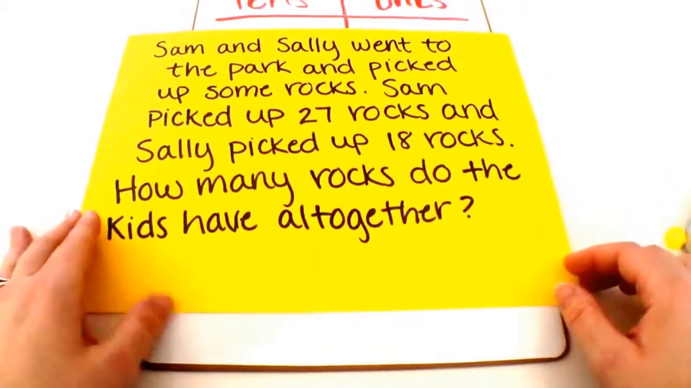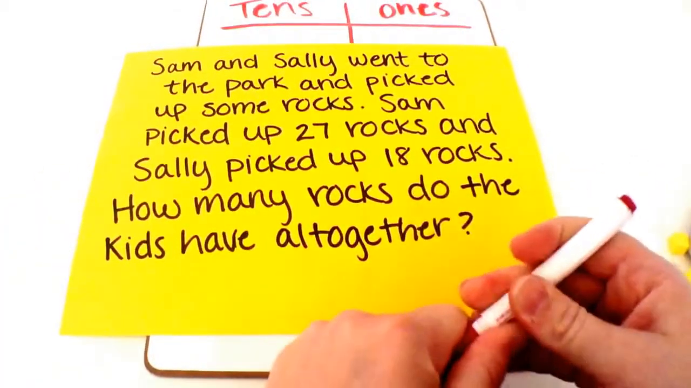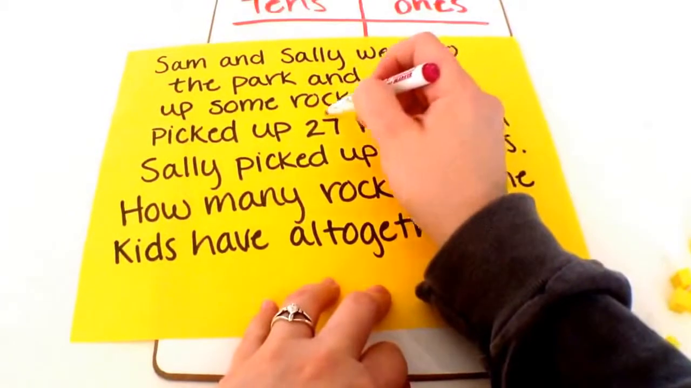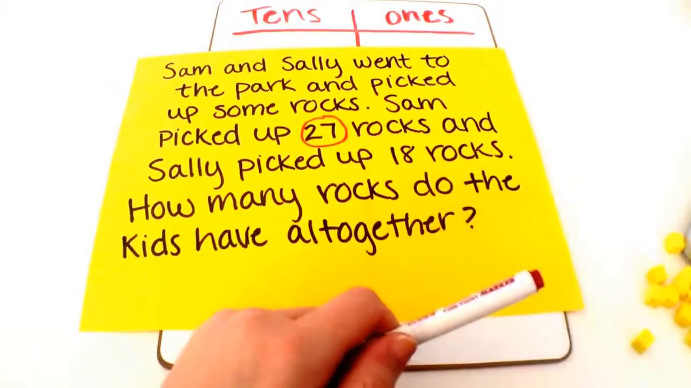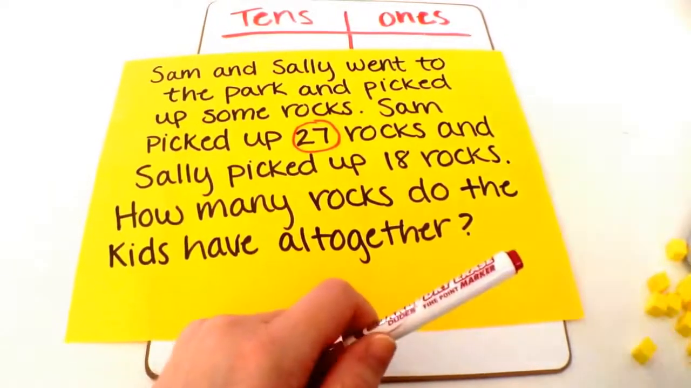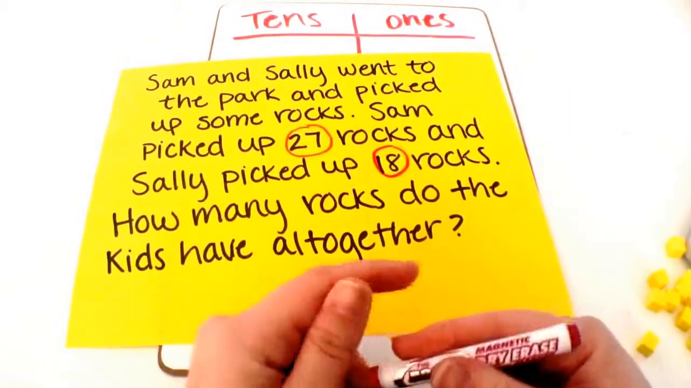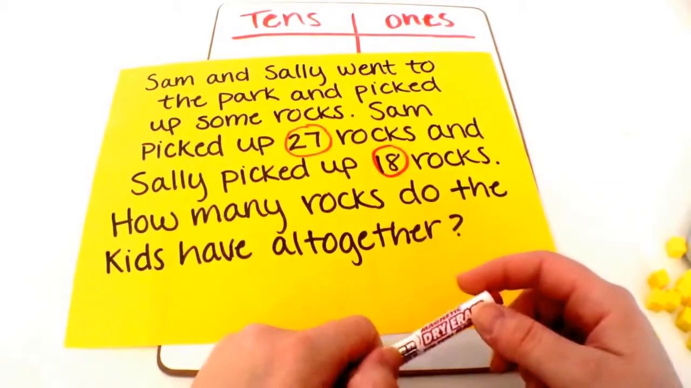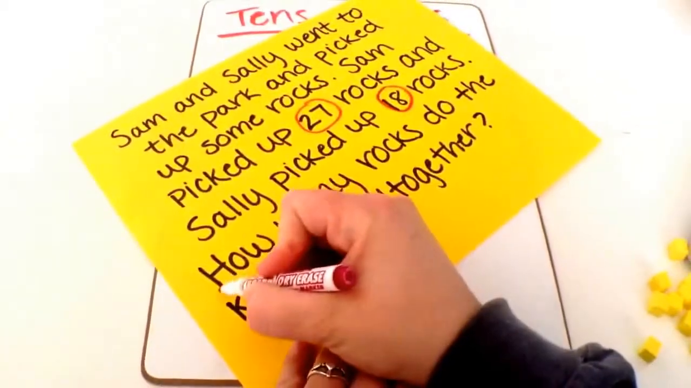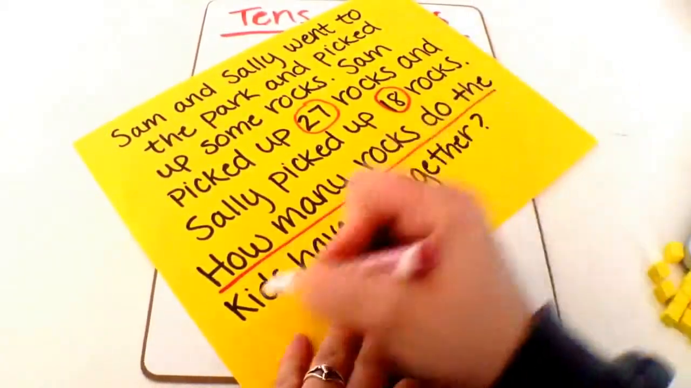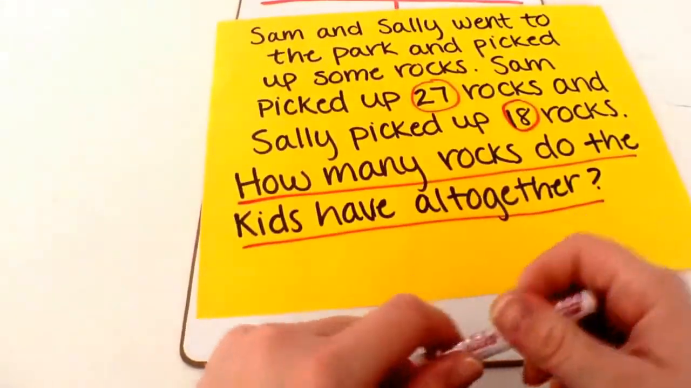Now, after we read the problem, we need to look for and circle the critical information. So we see that Sam picked up 27 rocks. Let's circle 27. And we also see that Sally picked up 18 rocks. Let's circle 18 also. Now we need to underline our question. Right here it says, how many rocks do Sam and Sally have all together? Let's underline that. My paper actually says, how many rocks do the kids have all together?